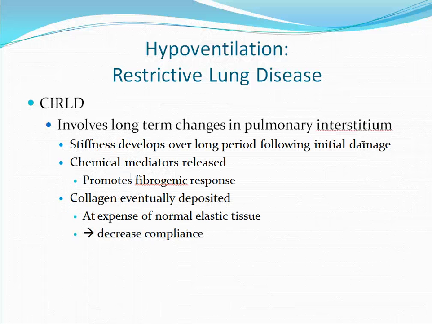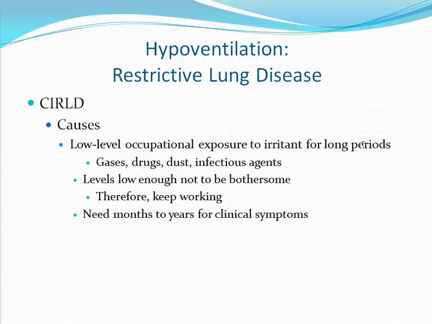The second disorder is CIRLD. This involves long-term changes in the pulmonary interstitium. Stiffness will develop over a long period following the initial damage. Chemical mediators will be released that will also promote a fibrogenic response. Eventually, collagen will be deposited at the expense of normal elastic tissue, and this is what causes the decrease in compliance. The most common cause is low-level occupational exposure to an irritant over a long period of time.